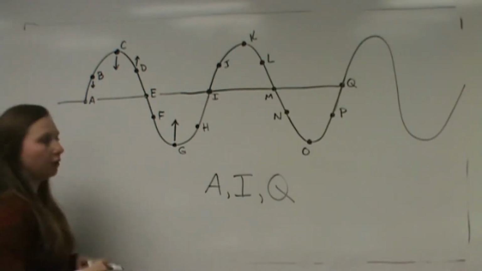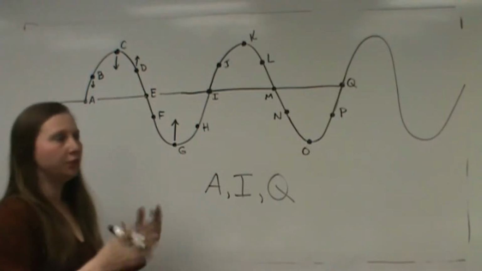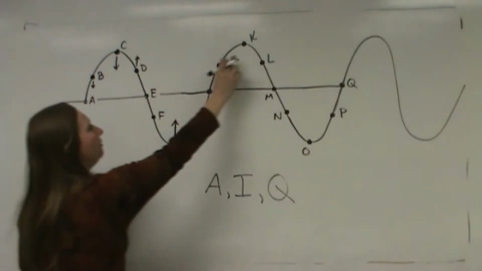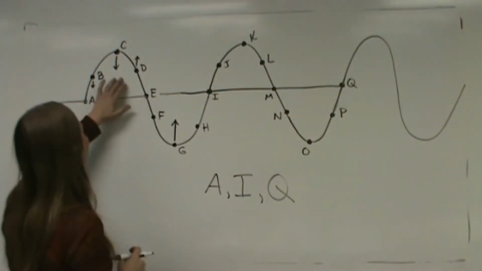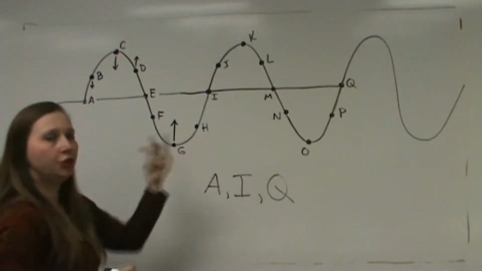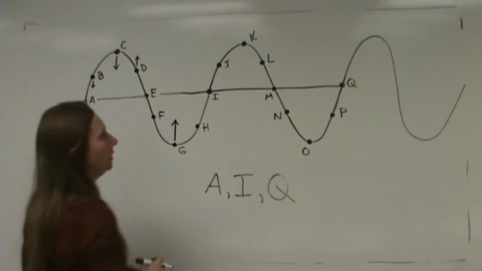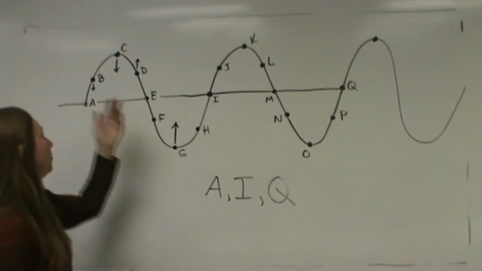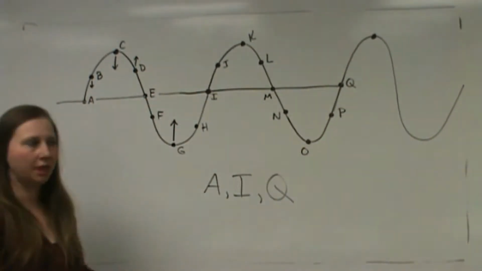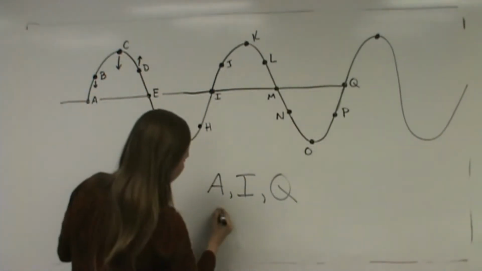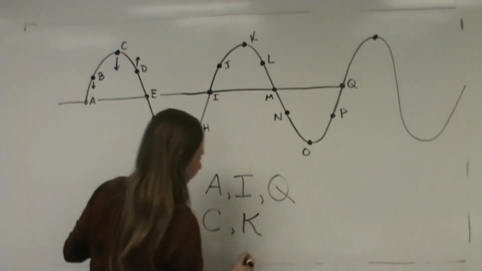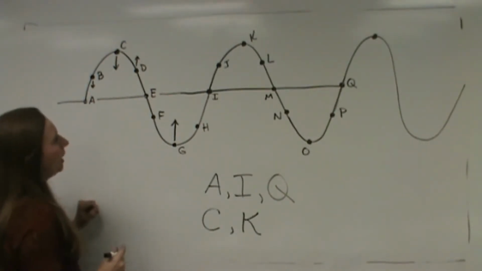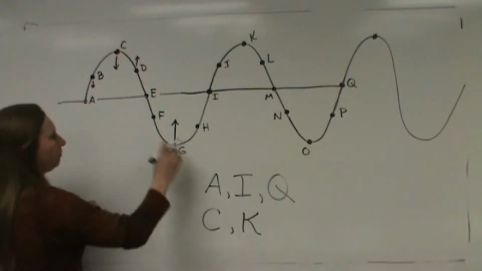What are some other pairs of points that are in phase with each other? How about C? C is in phase with K. They're both crests on adjacent wave cycles. Now we could also have another one over here, and that would also be in phase with C and in phase with K. So C and K are in phase with each other. All right, how about F?